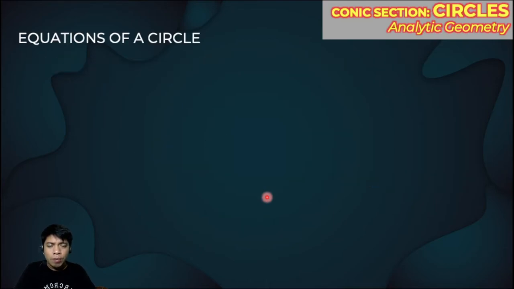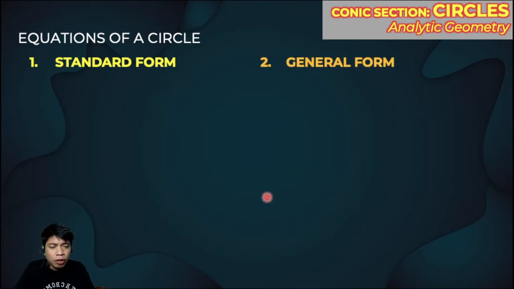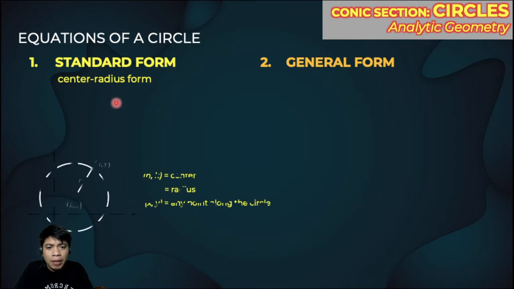Okay, so let us now proceed to the equations of a circle. There are two types ng equations ng circle. Meron tayong tinatawag na standard form, and we also call another form the general form. Dalawa lang naman to, guys, no? Let's discuss first what the standard form is. Yung standard form is tinatawag din nating center-radius form. Bakit siya tinatawag na center-radius form? It's because the elements of this equation are the center and the radius, and of course nandun din yung any point along the circle.